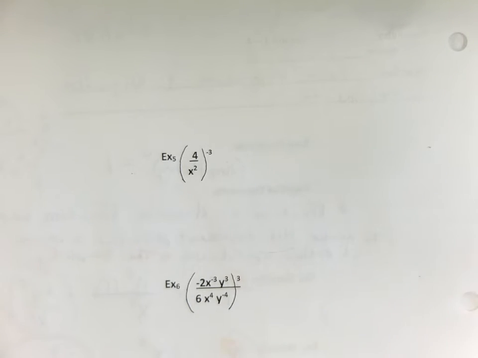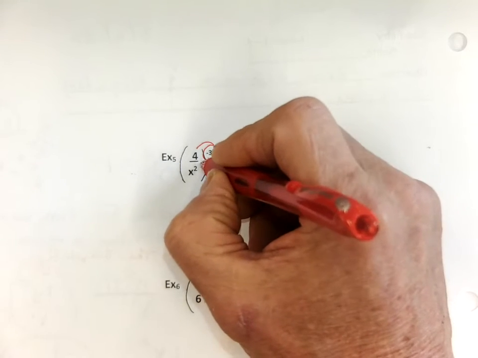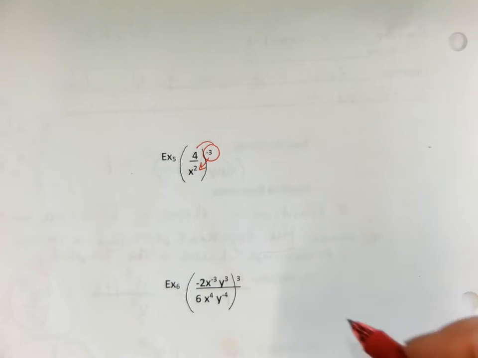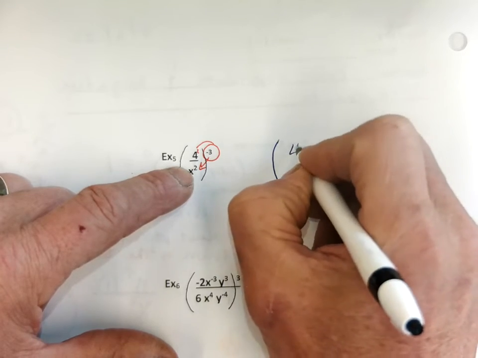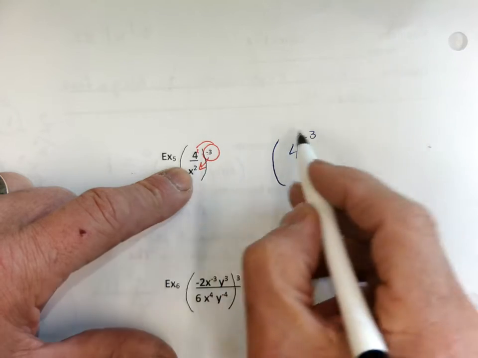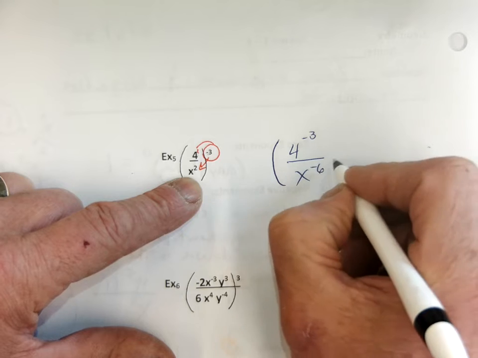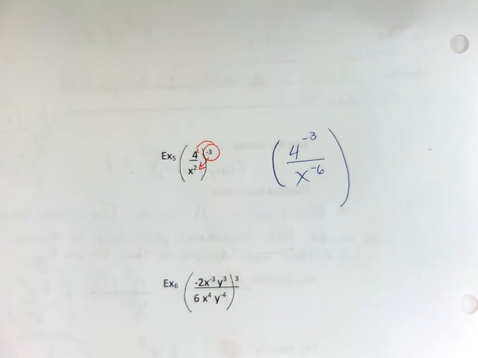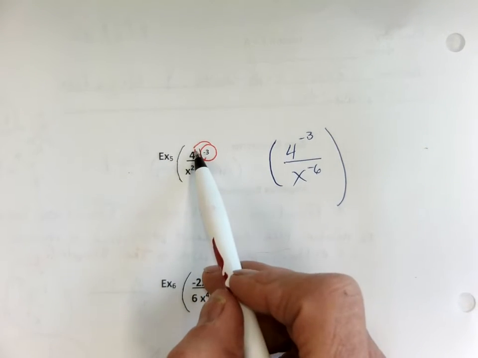What I need to do before I do anything is bring this exponent into both, right? And I'm going to multiply exponents, so I'm going to get a 4 to the negative 3 over x to the negative 6. I don't need my parentheses, I just left them there. So I just brought the exponent in, and that was one of the rules we saw. I just multiplied exponents top and bottom.